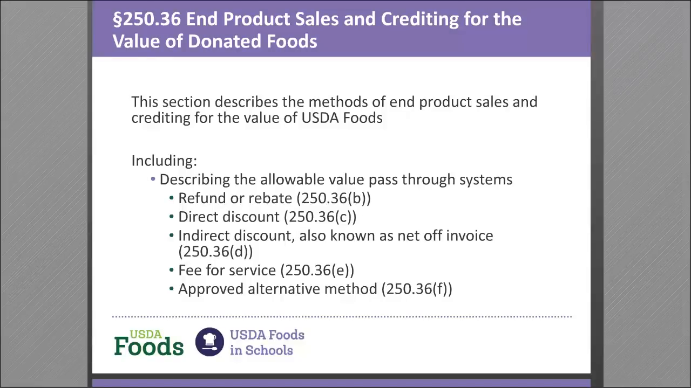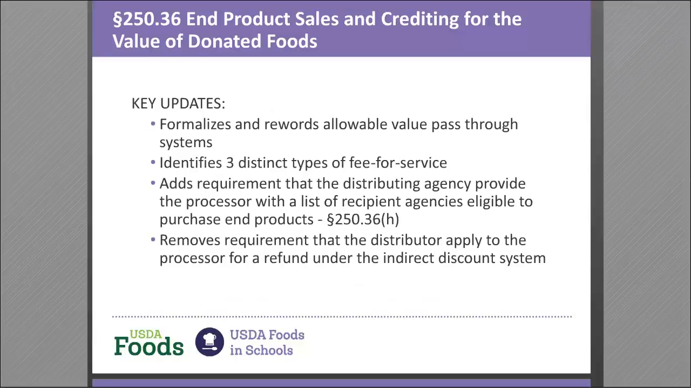Thanks, Sam. In 250.36, we describe the methods of end product sales. A processor must sell end products to recipient agencies under a system that ensures such agencies receive credit or value pass-through for the contract value of USDA foods contained in the end product. For easy reference, we've listed the new citations for each of the value pass-through systems here. More specifically, in 250.36E, we expanded the provision on fee for service to identify three distinct variations.